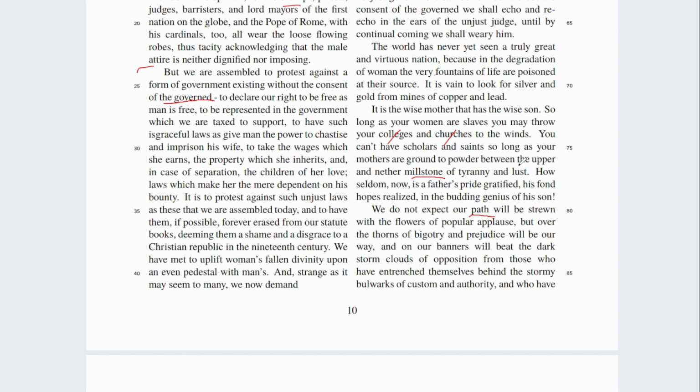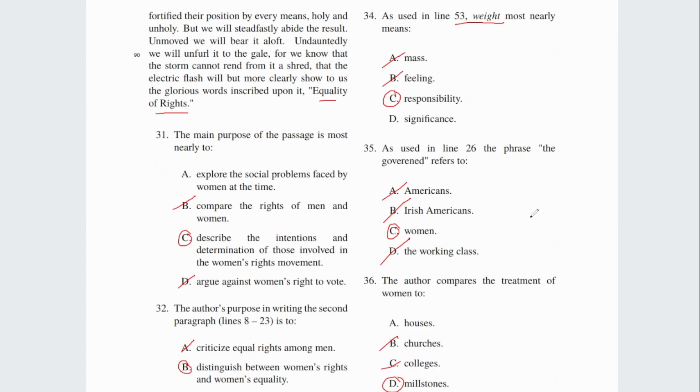And look, what we are actually arguing for is described in much greater detail throughout the passage. And it does get down to the right to vote, but the intentions and the determination seem to be the main purpose. Of course, we could ask, what are the intentions? Well, the intentions are to have the right to vote first and foremost. And that's where you might get a little bit tripped up. But if we really look at this answer choice, it is totally right.